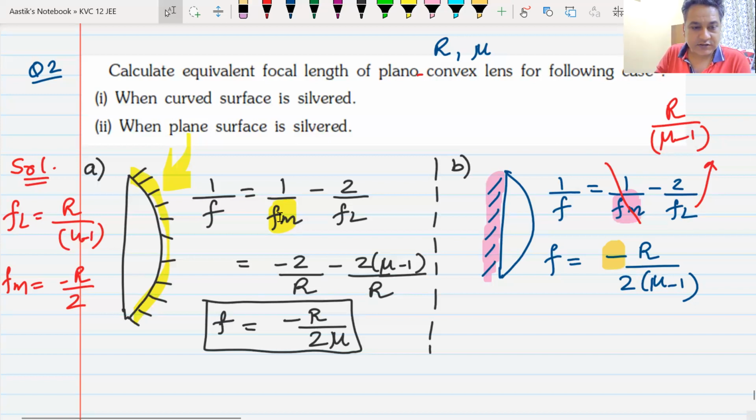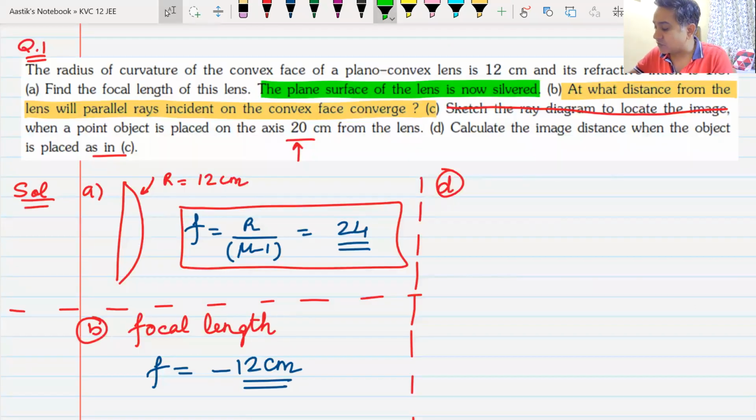The next part of the question is very simple. Where will the image be formed if the object distance is 20 centimeters? Remember, it is a mirror now. It is a concave mirror now. You should be able to get me the answer. What are you getting? Minus 30 is the answer that I have with me. Are you getting it? Yes, sir. That is the answer, minus 30.